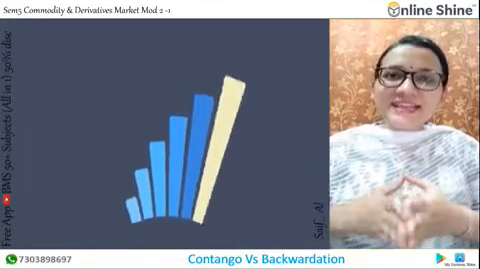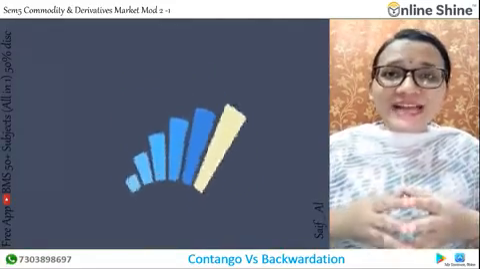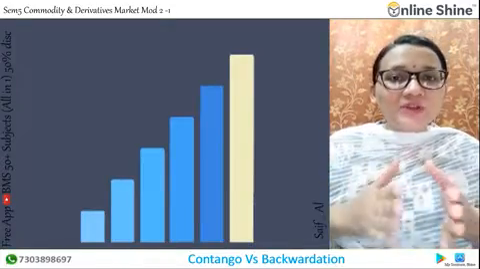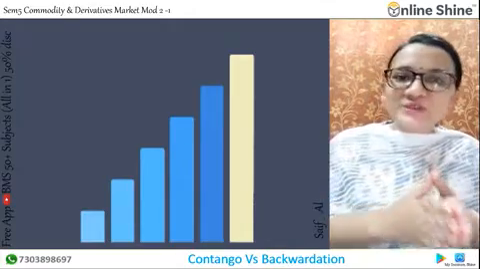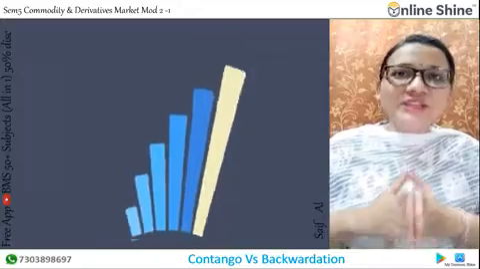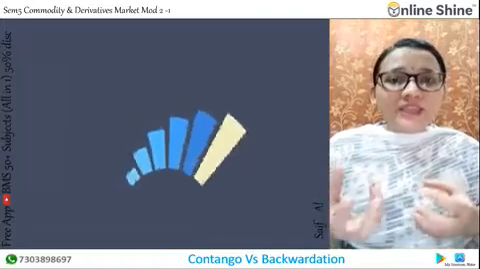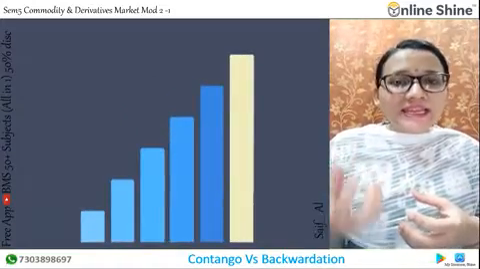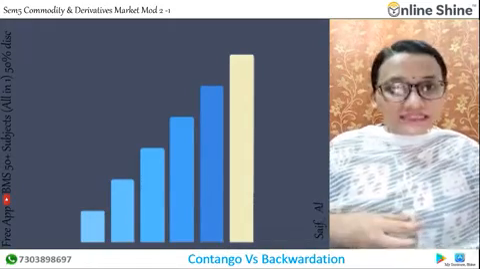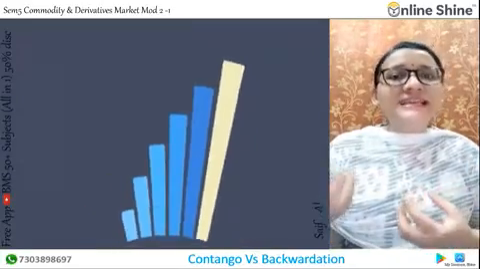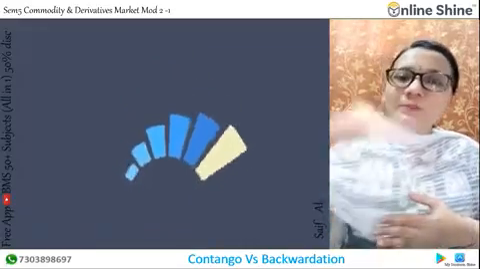Now students, the next term is backwardation. What is backwardation? Backwardation describes a downward sloping curve because the futures price or future delivery price is less than the spot price. So this situation is called backwardation. For example, if the spot price of wheat is $10 and the futures delivery price is $8, the spot price is higher than the futures price.